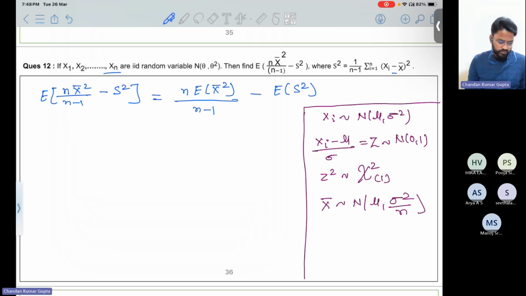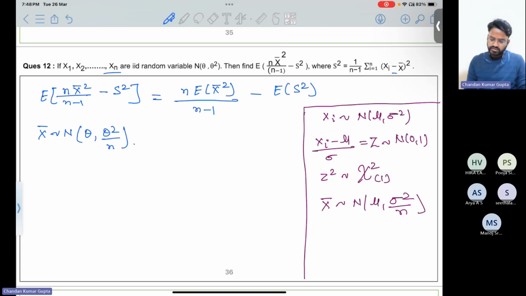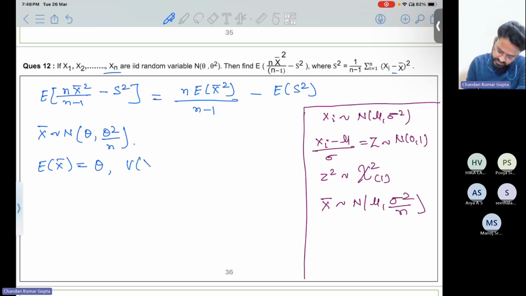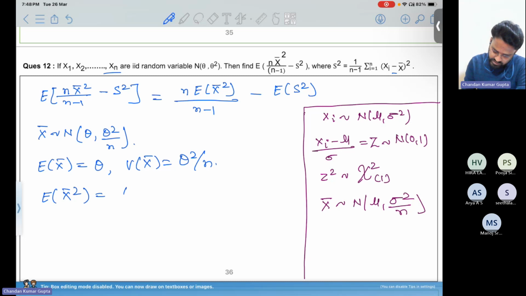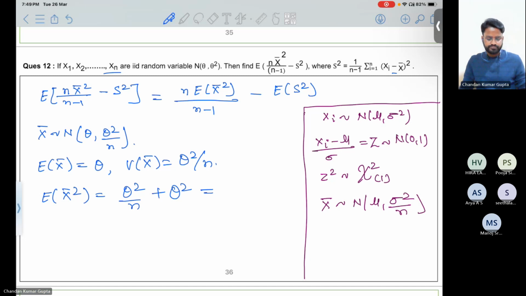So now from here, x bar follows normal with mean mu equal to theta and variance theta square by n. The expected value of x bar equals theta, and the variance of x bar equals theta square by n. That is, the expected value of x bar square equals theta square by n plus theta square.